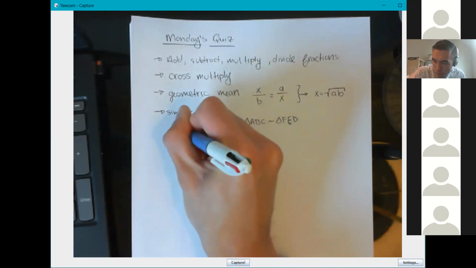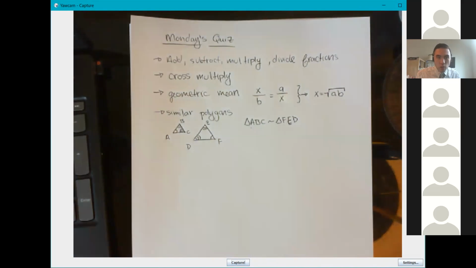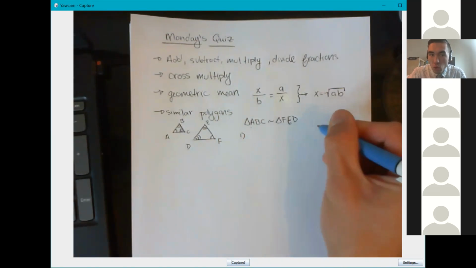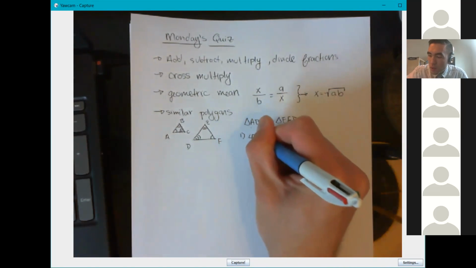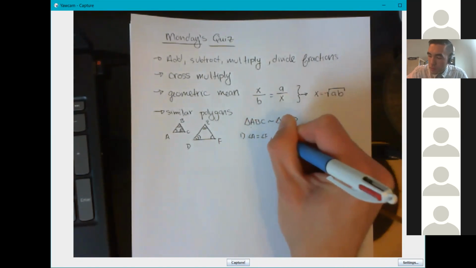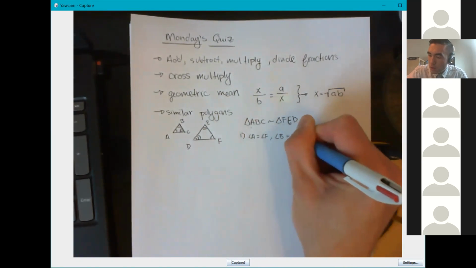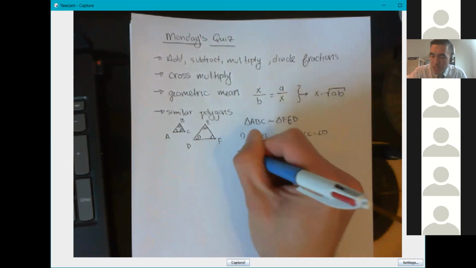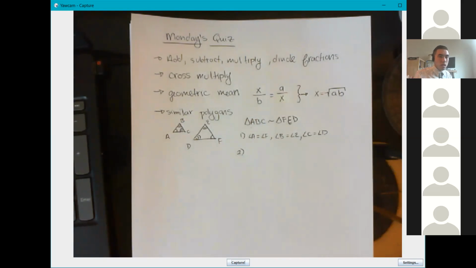Correct. So the order in which the letters are laid out is suggestive of which of these angles are congruent to each other, and similar polygons is a two-condition thing. Condition one, the angles all have to be congruent. So for this to hold, angle A is equal to angle F, angle B is equal to angle E, and angle C is equal to angle D. And the second condition of similarity is what? What do we have to be able to say about the side lengths? They're proportional by a common ratio, a ratio that we call the scale factor.